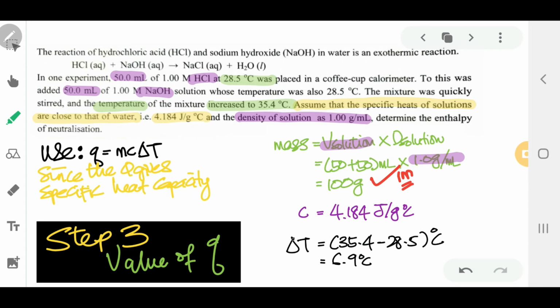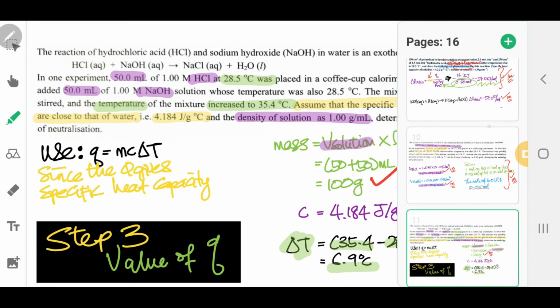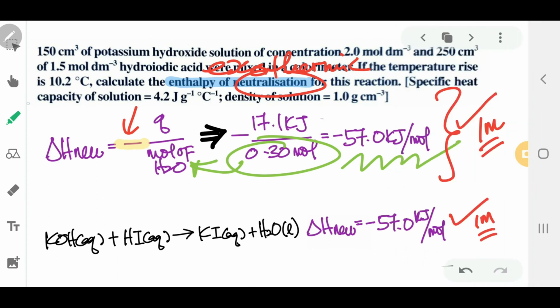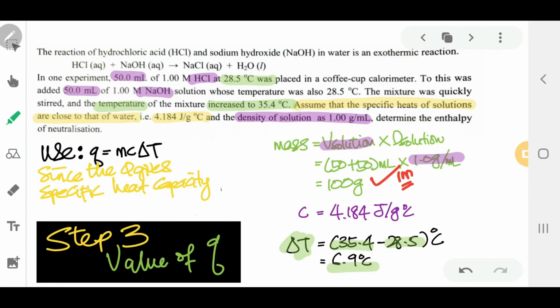So for the change in temperature, you need to take the final temperature, minus the initial, and you should be able to get the delta T. If you look at the previous example just now, it used a slightly different kind of wording. If you look here, it uses the words temperature rise is 10.2. So that is how much the temperature has risen. But in this particular example, the question used the term the temperature increased to 35.4 degrees Celsius. So you have to be careful about that when you do this type of question.